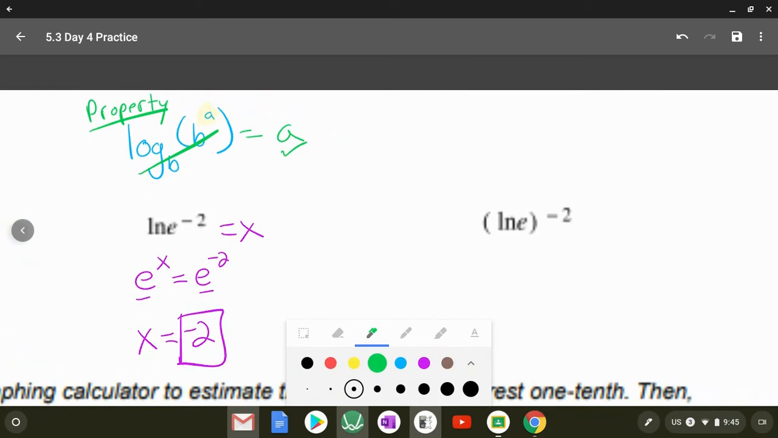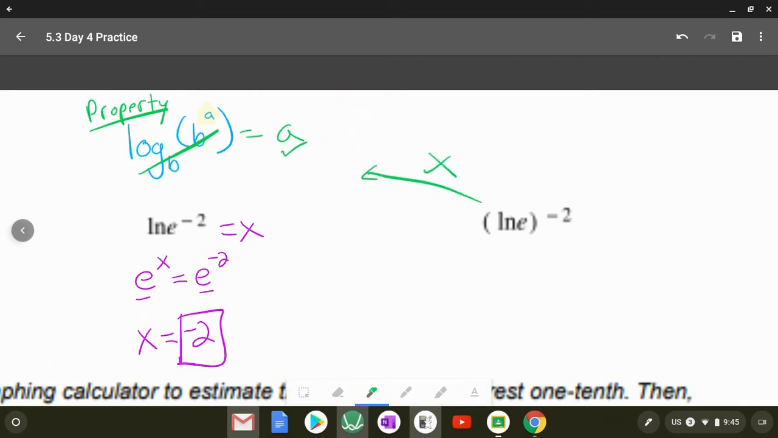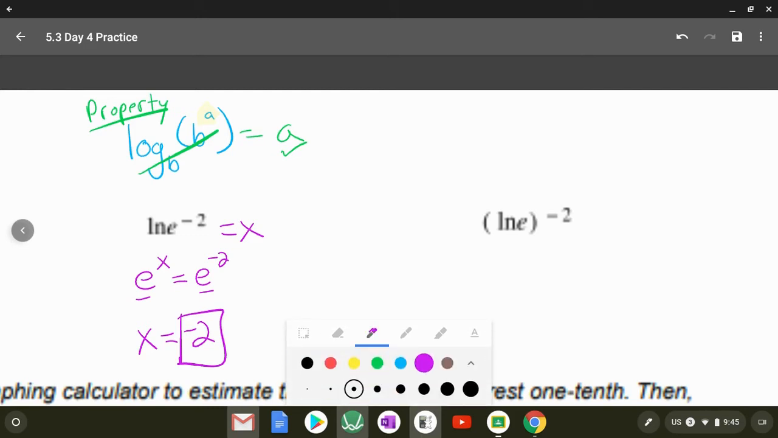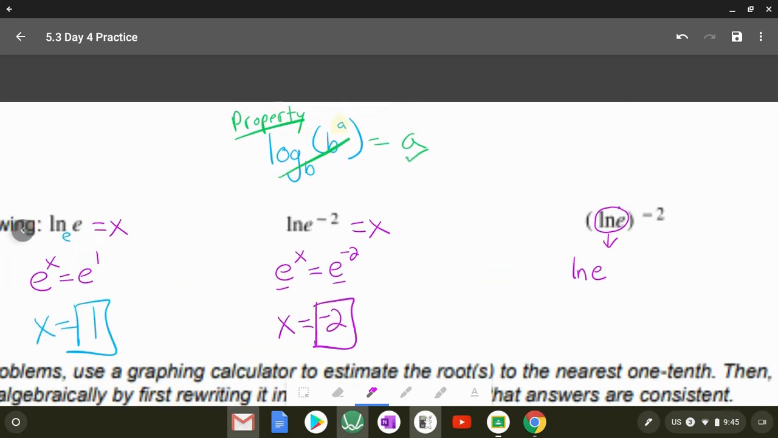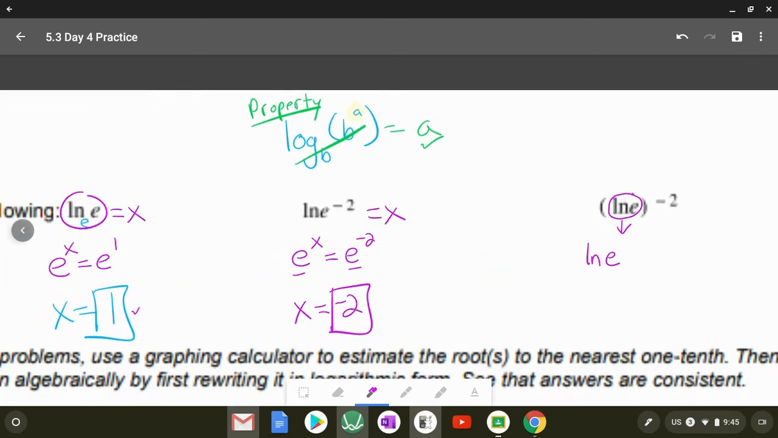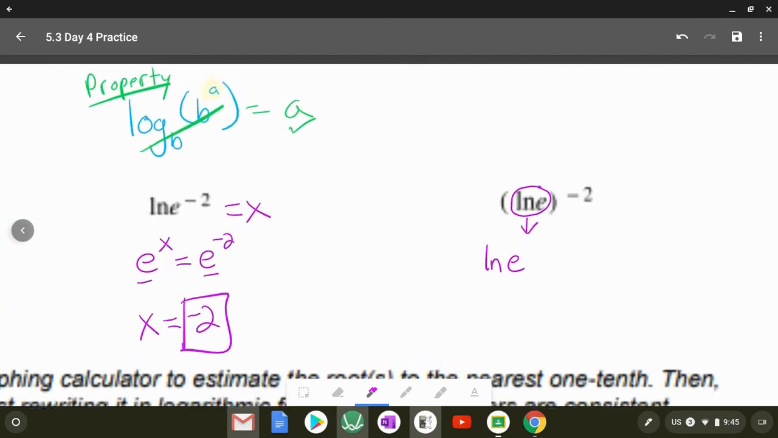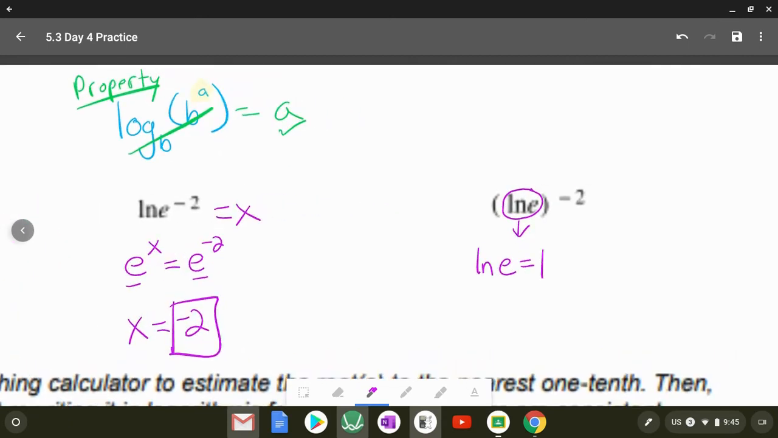If we take a look at this next one, you cannot use that property. What we can do, though, is we can look at the inside, and we can evaluate the inside first by saying natural log of e, which we already said over here, natural log of e was 1. So we can say natural log of e equals 1, and then we can replace that back in there and say 1 to the negative 2. Well, that's 1 over 1 squared, which is just 1.